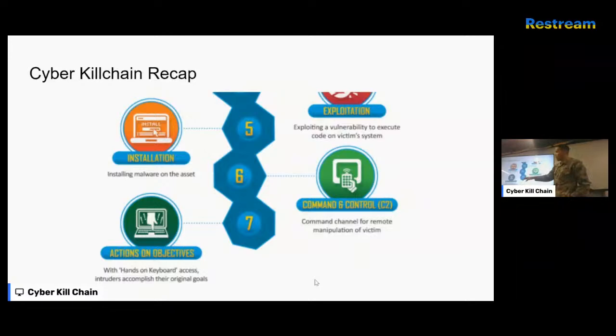So we install malware on to the system, and then we get a C2 so that we can reach back to that system at any point in time. That way we have unlimited access to them. And then 7 is actions on objective. So that's hands-on keyboard access, trying to accomplish the original goals of penetrating that network.